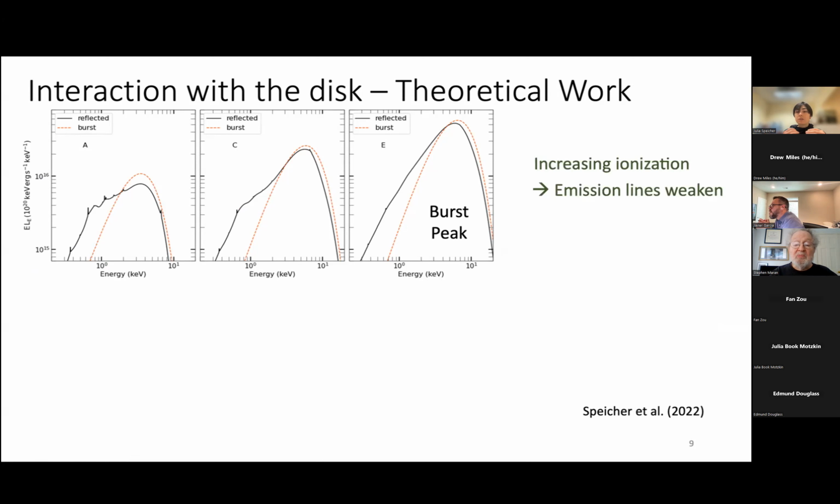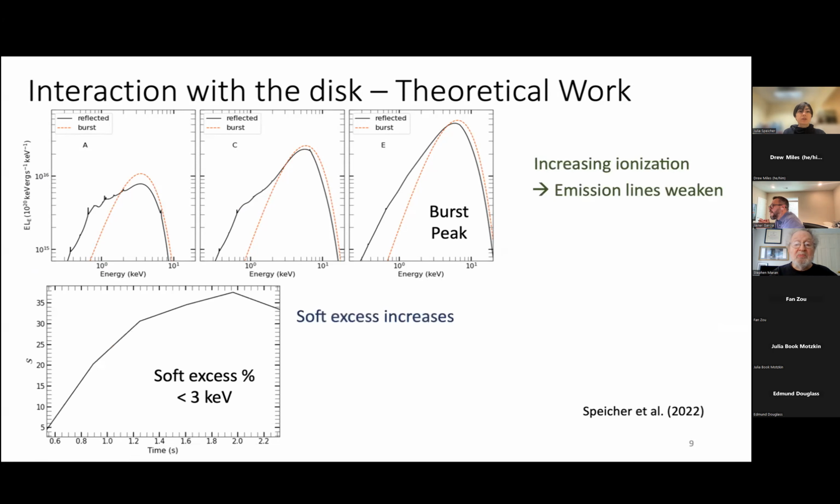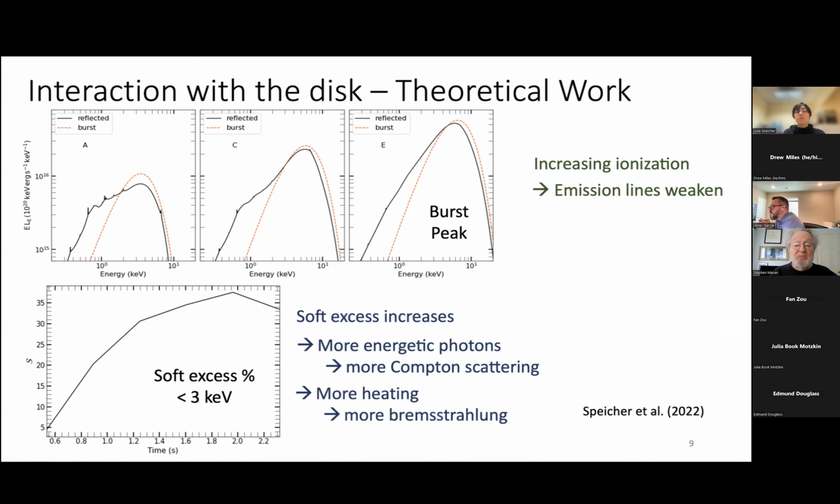We were also interested in the soft excess due to reflection. This figure here shows the percentage of soft excess below 3 keV as a function of time. And we found that for our calculations, the soft excess increases during the burst, which is on the one hand due to the burst photons getting increasingly energetic, causing more Compton scattering, and also the accretion disk getting increasingly heated, which generates more Bremsstrahlung photons. Therefore, our work showed that reflection is capable of producing a strong soft excess.